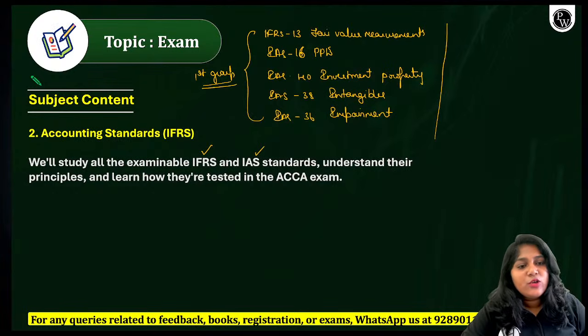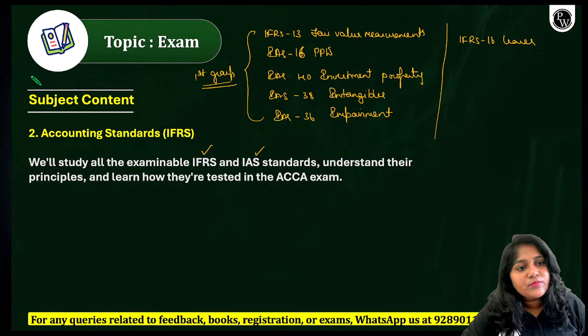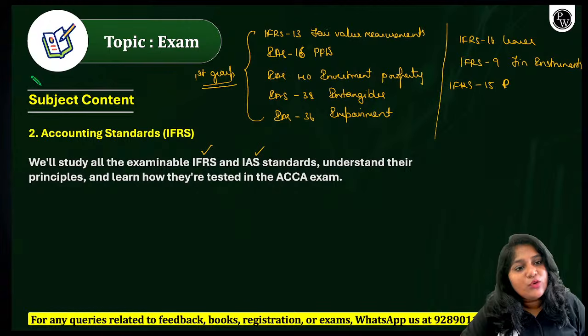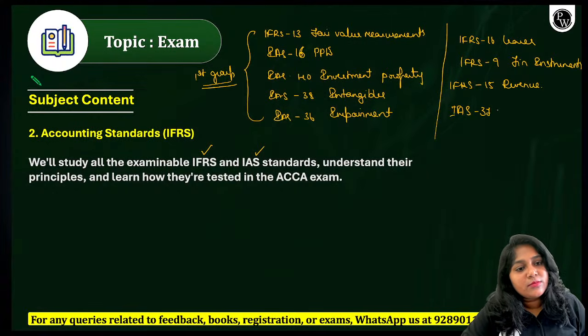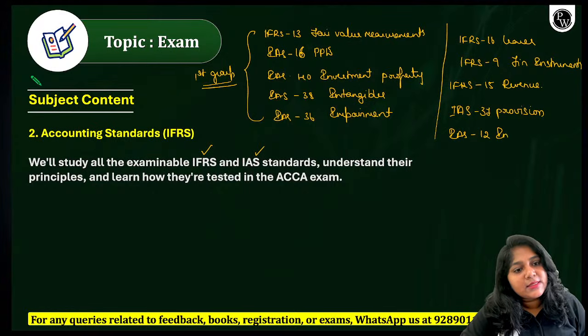The second group that I want you guys to concentrate on is IFRS 16 leases, IFRS 9 financial instruments, and then IFRS 15 revenue, and IAS 37 provision, and then IAS 12 income taxes.